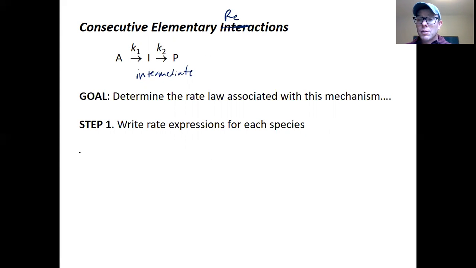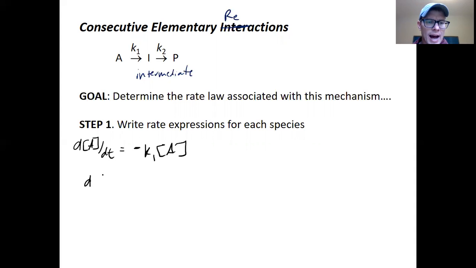Step one is a unimolecular reaction. dA/dt equals... I lose A in step one, it disappears, so I get a negative sign. I have a K1 rate constant times the concentration of A. That is the rate expression for species A.